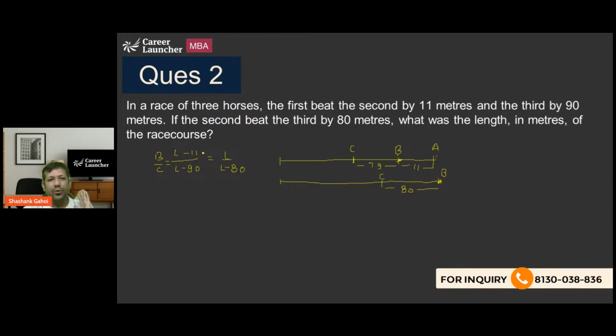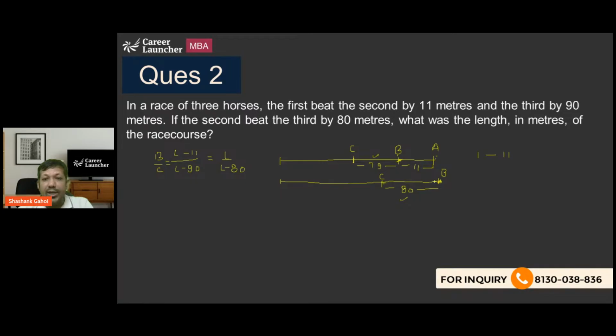But this is not a very good approach, so we are not solving this question using that approach. What approach are we going to take? If you look at this particular point, B is 79 meters ahead of C, and B has 11 meters to run. B ran 11 meters and the gap increased by 1 meter. Here the gap was 79, here the gap is 80. So the gap increased by 1 meter by running 11 meters.